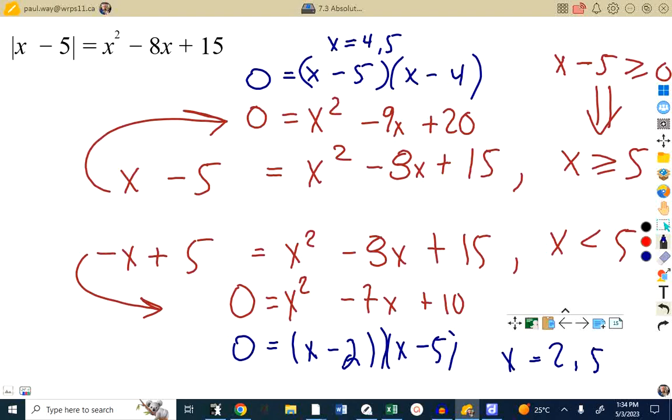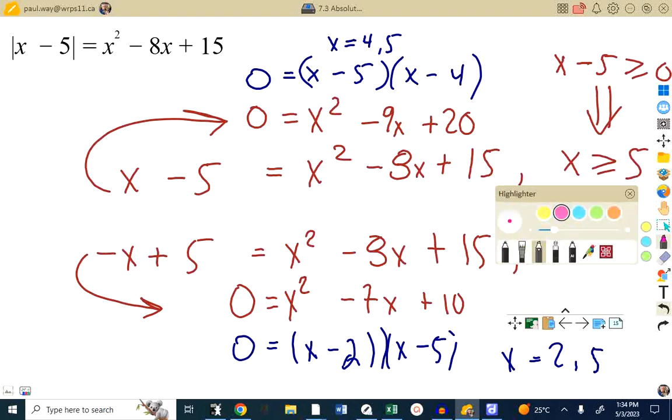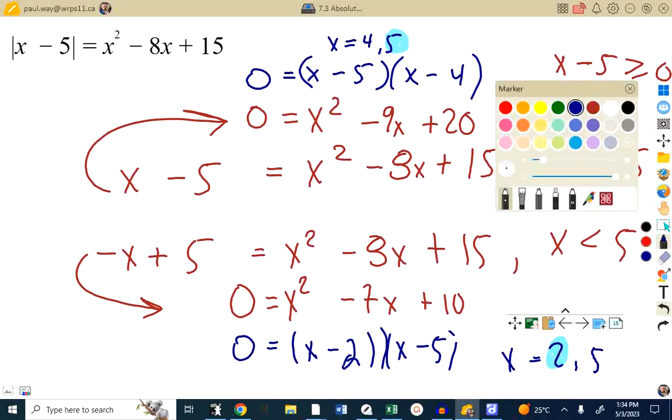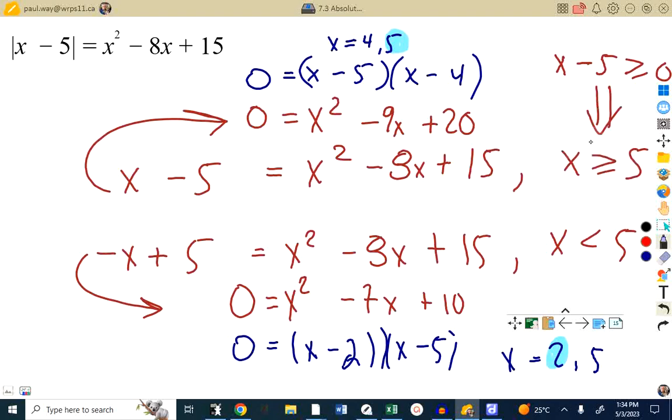So highlighting the correct solutions in blue. This 5 is a solution because it is in fact greater than or equal to 5. This 2 is a solution because it is in fact less than 5. So many choices. Ooh, let's do that.